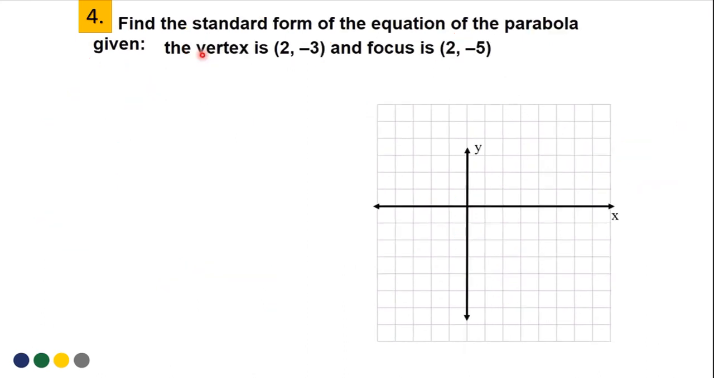Okay? So find the standard form of the equation of the parabola. The vertex is (2, negative 3) and the focus is (2, negative 5). Una, ang gagawin natin dito, i-plot muna natin. So (2, negative 3), what quadrant? Anong quadrant si (2, negative 3)? Is it 1, 2, 3, or 4?